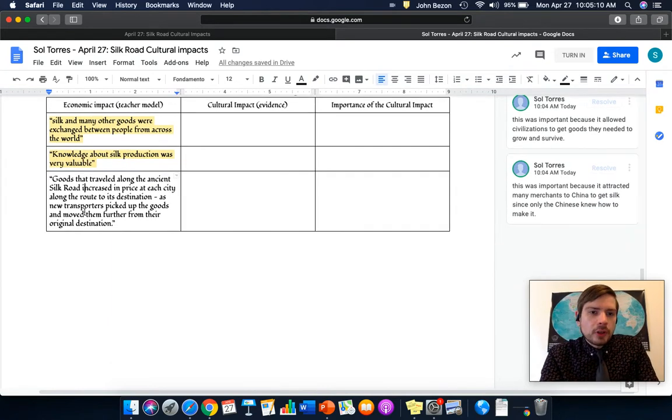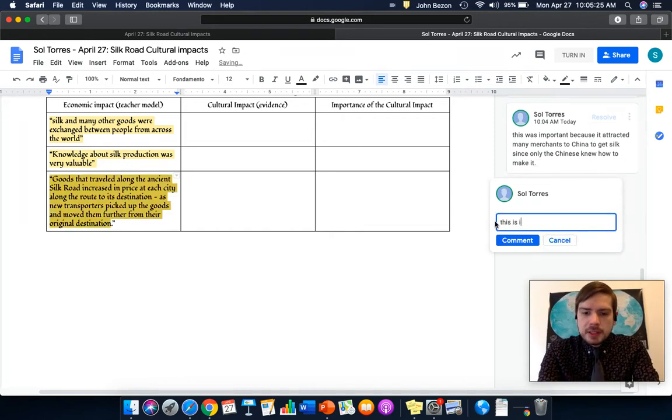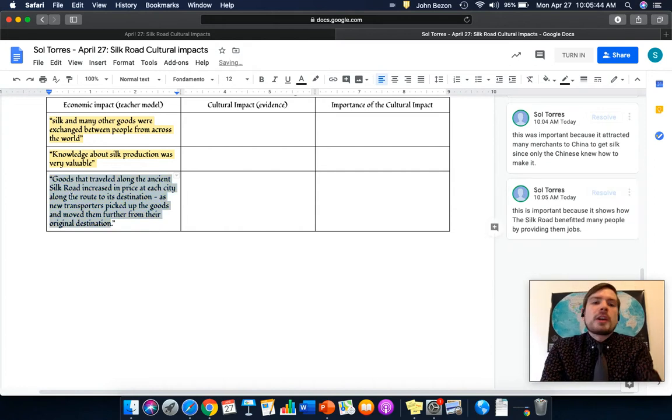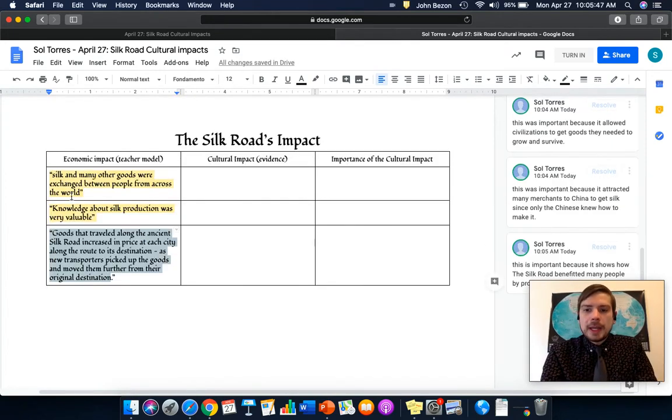And then it says, goods that traveled along the ancient Silk Road increased in price at each city along the route to its destination, as new transporters picked up the goods and moved them further from their original destination. So why is that important? This is important because it shows how the Silk Road benefited many people by providing them jobs. It's talking about many transporters moving goods along the way, so that is why this piece of evidence shows an economic impact of the Silk Road that is important.